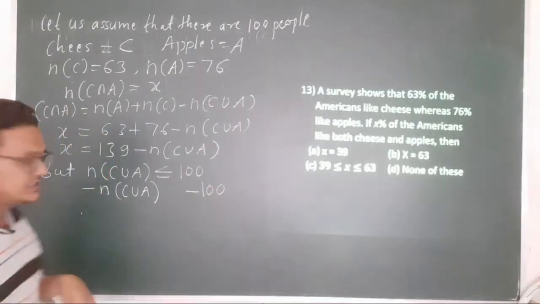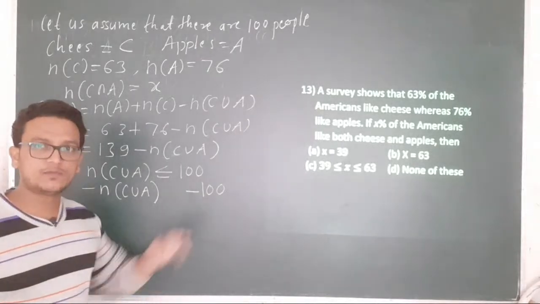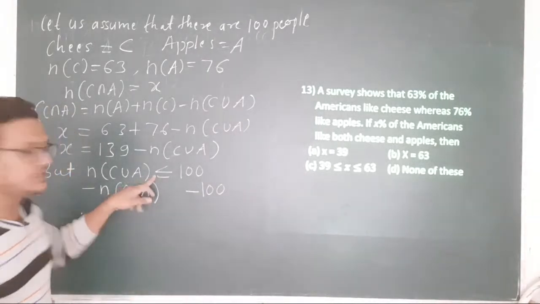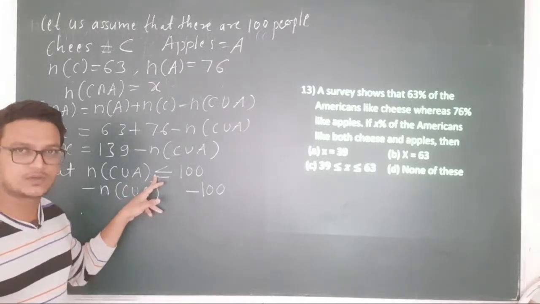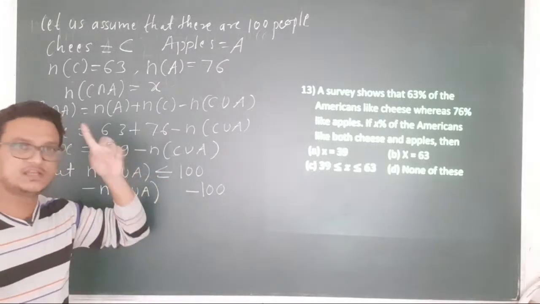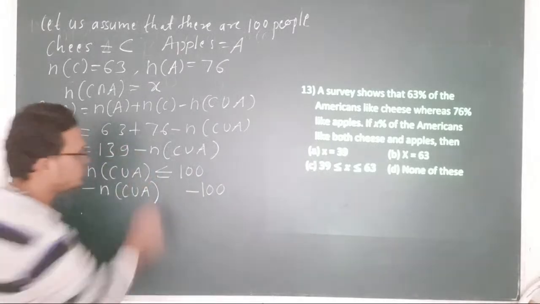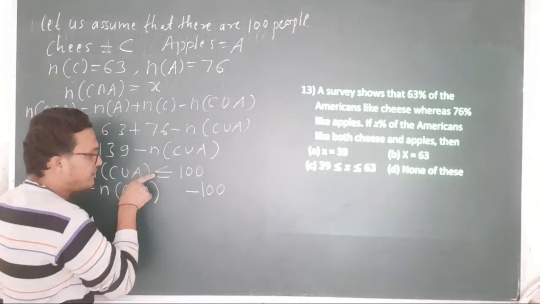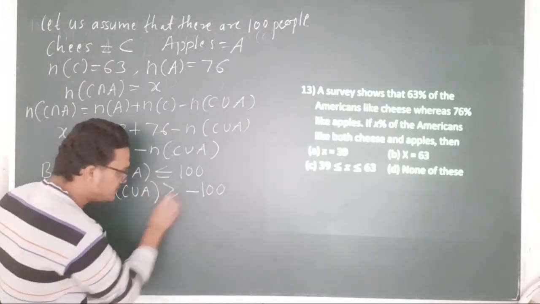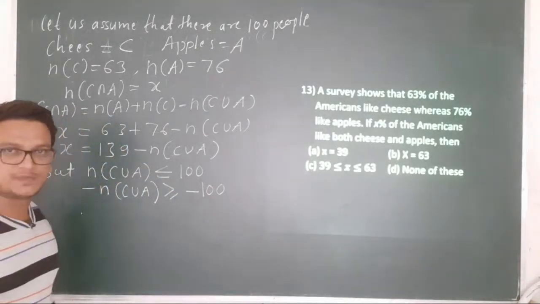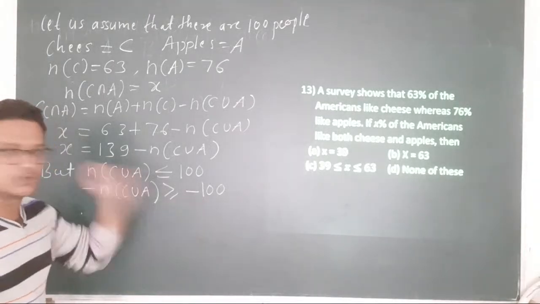Whenever we multiply a negative quantity on both sides, the inequality changes. This is the rule from the linear inequality chapter. Here the inequality is less than or equal to, but now it becomes greater than or equal to.